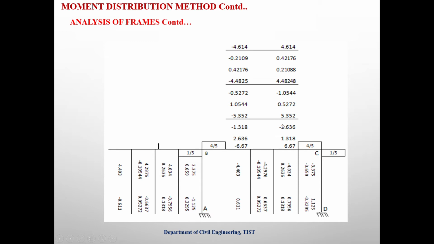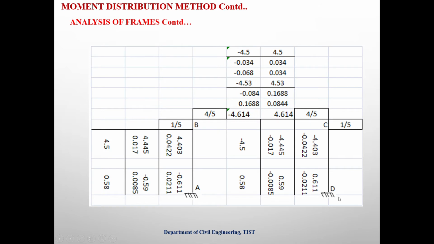When you apply such a moment here, if the far end is fixed, there should be some carryover, and here also there should be some carryover. After the carryover, find out the sum, then continue the procedure again. We have to continue this procedure until MBA plus MBC is equal to 0 and MCB plus MCD is equal to 0.